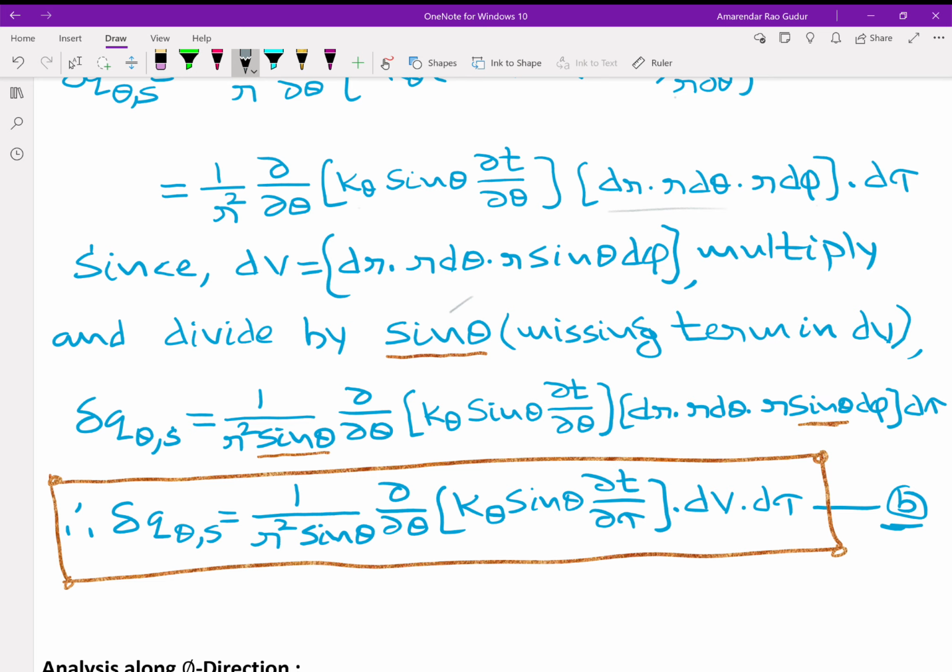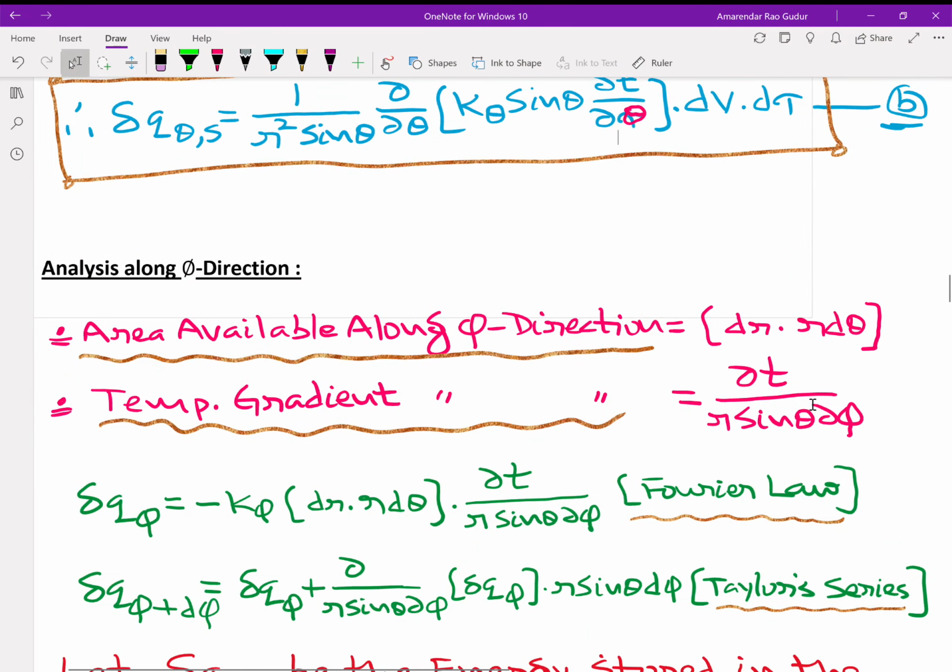Then we go for phi analysis along phi direction. Area available along phi direction is dr r d theta. Then temperature gradient available is del T by r sin theta del phi. So this is the dimension which is available along phi direction.